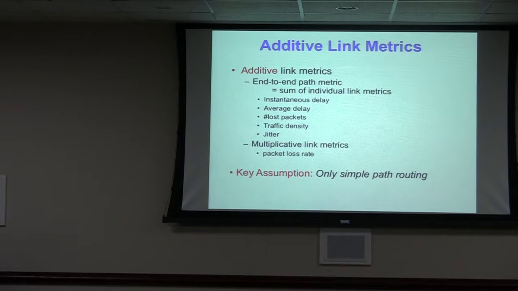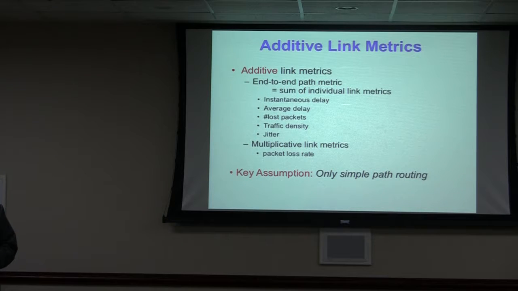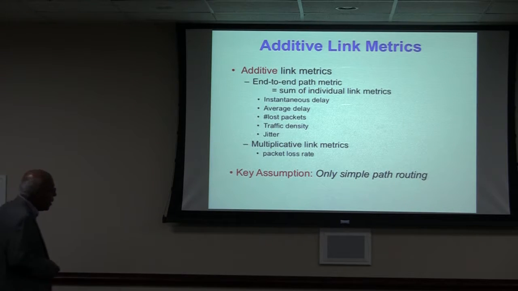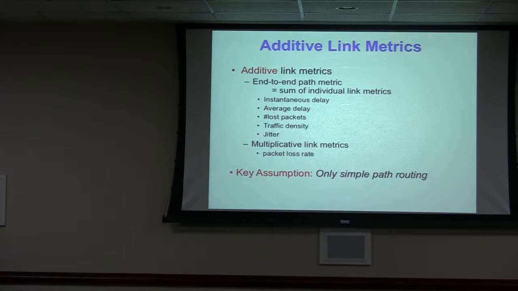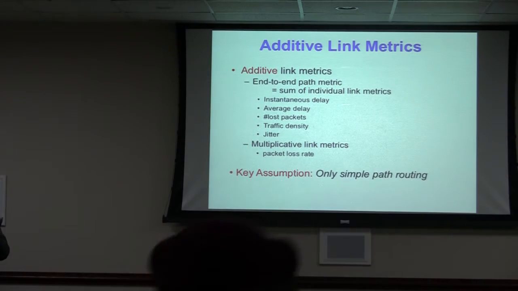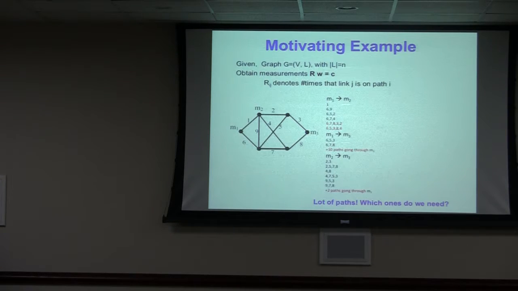Again, as motivation for additive link metrics, it could be average delay. It could be delay jitter. It could be traffic density. Again, as I said, it could be packet loss if we allow for logarithms. The assumption I'm going to make is that you are only allowed to use simple paths. There is some work in the literature where you are allowed to use cyclic paths, i.e. you have loops in your measurement. Most routing protocols do not allow loops, so we're going to assume that you can only have simple paths.